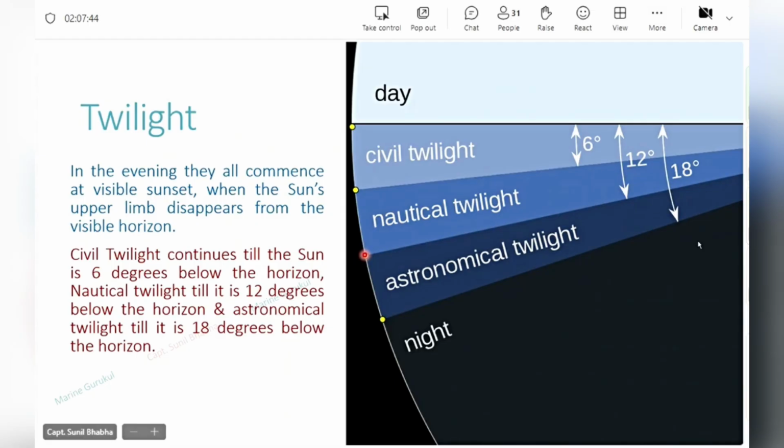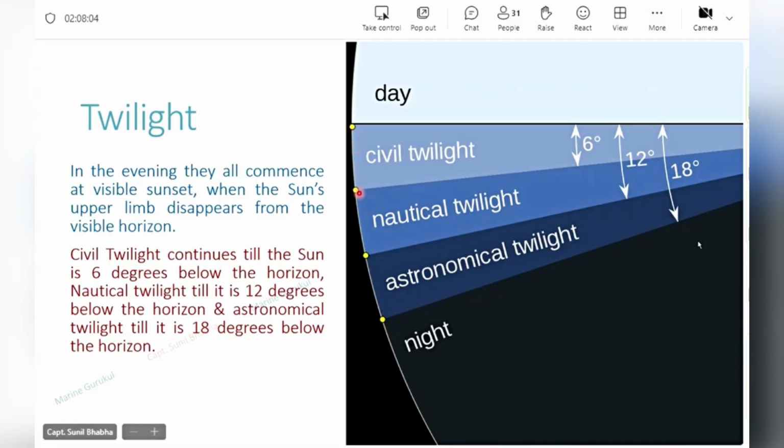Astronomical twilight still continues. The sun also moves down, and when the sun is 18 degrees below the horizon, the astronomical twilight ends. So we can clearly see that all the three twilights begin at the time of visible sunset.